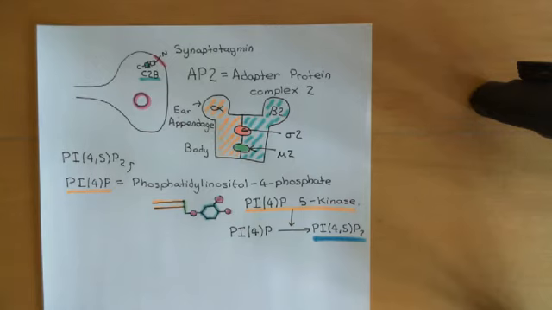Okay, so the adapter protein complex 2 then is going to bind not only to the synaptotagmin, but also to the PI45P2 molecules that will be present in the plasma membrane, but then not other intracellular membranes.